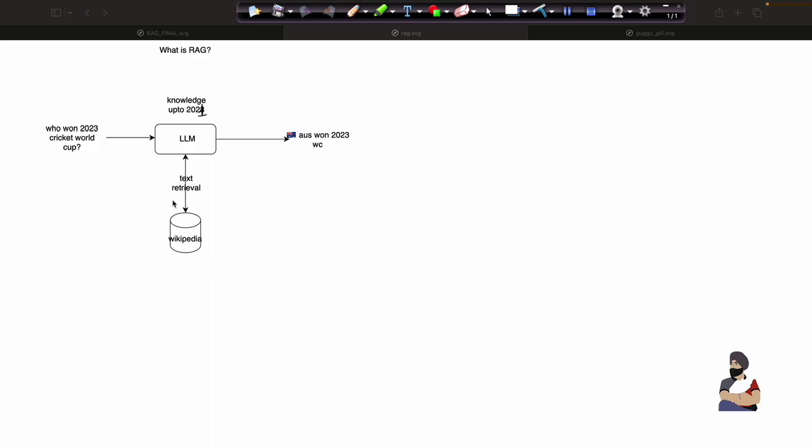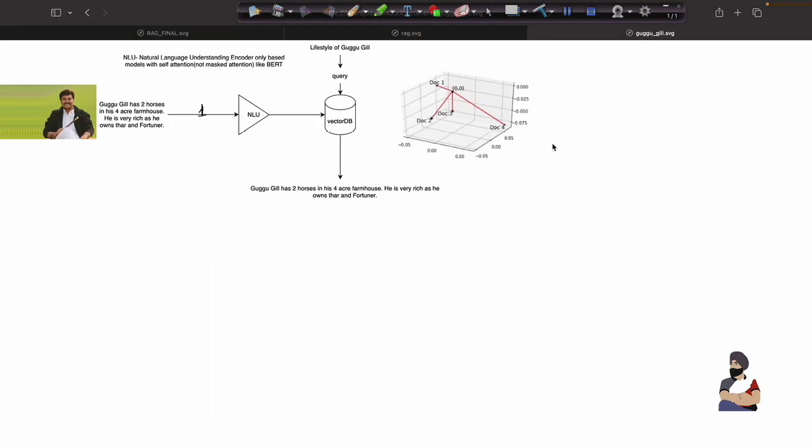Retrieval augmented generation uses vector databases. Vector databases are really important. How vector databases function, I'm going to explain using this diagram. So he is my favorite actor. He's a Punjabi actor. His name is Gugu Gill. He lives a flamboyant lifestyle. Gugu Gill has 2 horses in a 4-acre farmhouse, and he is very rich and owns a Thar and a Fortuner car, right? So this is a sentence.